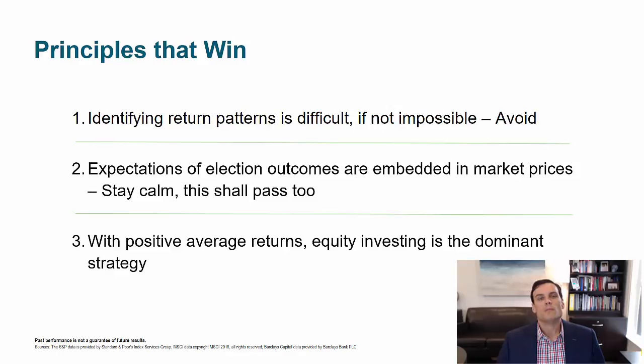Number 3, with positive average equity returns, staying invested and staying in the market is the dominant strategy. We saw that the average return of the year of the election was 11, the year after the election was 9, over the 4-year term just somewhere around 10%. That means owning equities is the dominant strategy. So remember these 3 principles to be successful and to win.